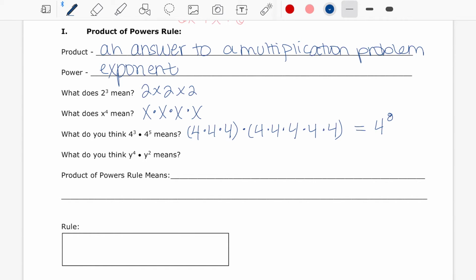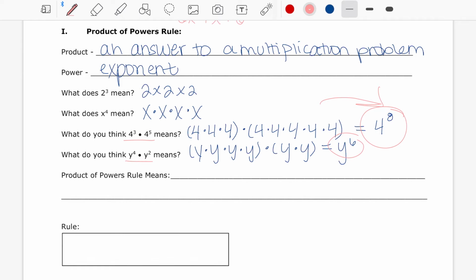8. And I can apply that same thinking to y to the fourth, which is y times y times y, then times y squared, which is y times itself. And again, since these are all that same base, I can just rewrite it as y to the sixth. So when you take a look at the answers and the problems, notice that the simplified version came from adding the 2 exponents together.